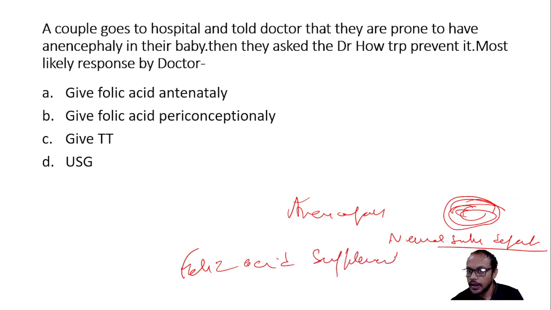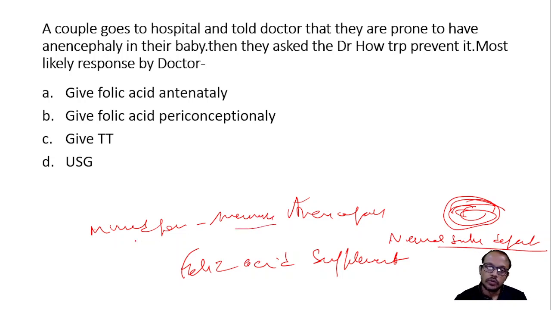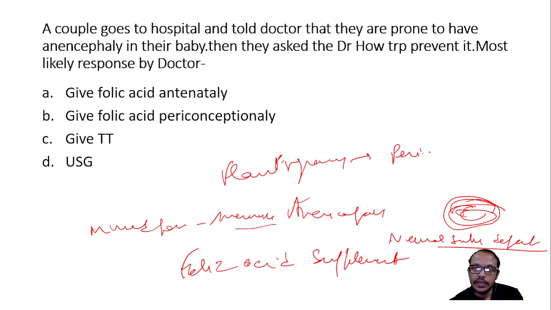Usually the neural tube forms before the patient knows, before the missed period, amenorrhea. The neural tube is already formed. So you have to plan your pregnancy to prevent this. Plan the pregnancy. So it should be given periconceptionally. Okay, this should be the answer.